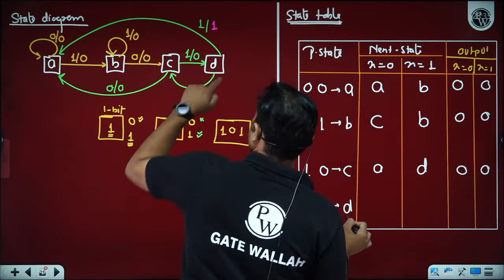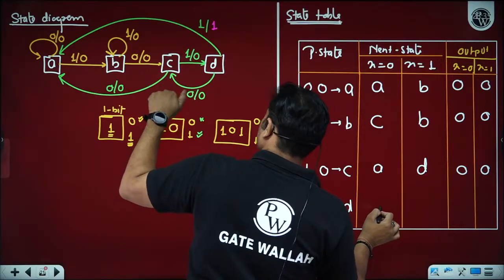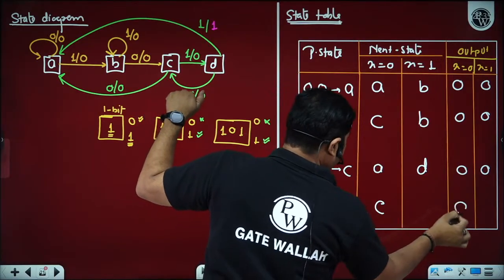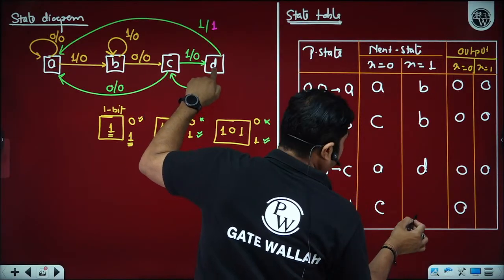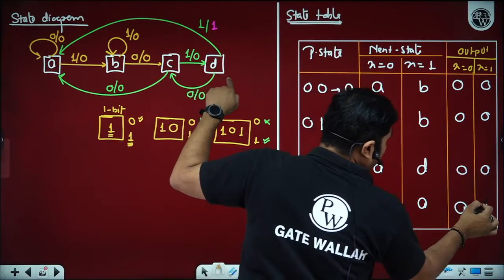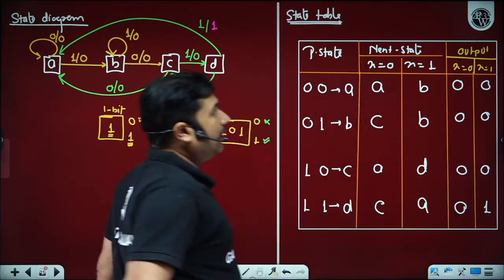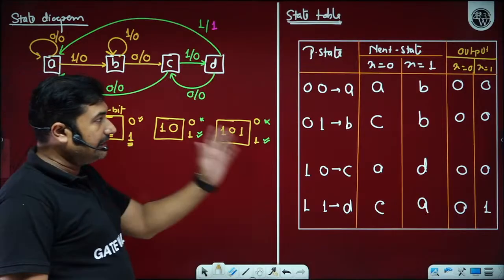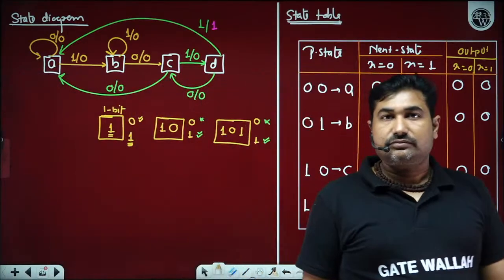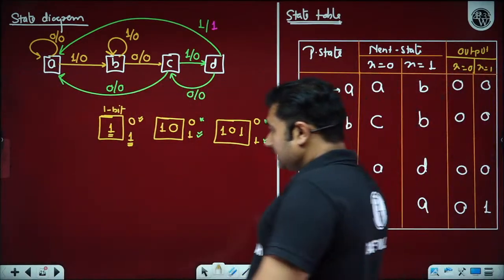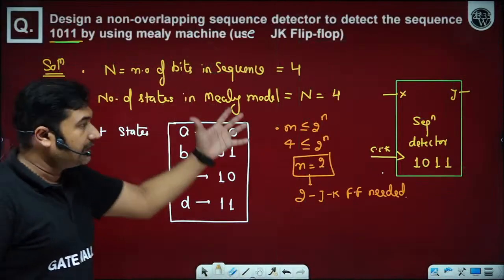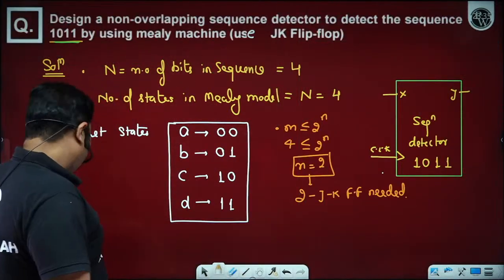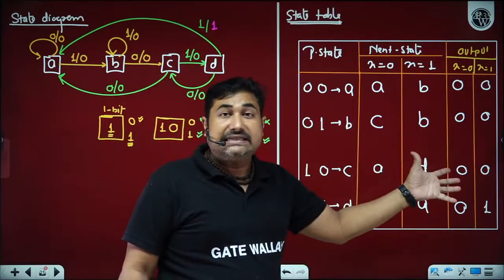If you are in state D with x equals 0, you will move to state C, output 0. If you are in state D with x equals 1, you will move to state A, output logic level 1. How many of you are able to understand how to write this? Great. So for the circuit we want, we have completed the state table.